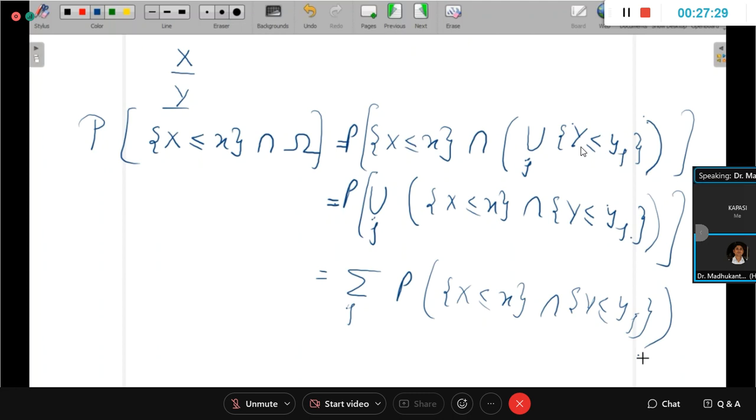So what can we do? Sir, we can use the principle of inclusion and exclusion to find the probability, to express the union in terms of disjoint sets, and then find the summation of those sets. Okay.